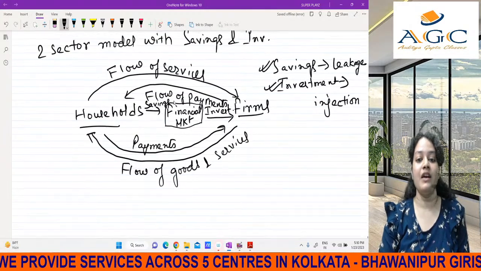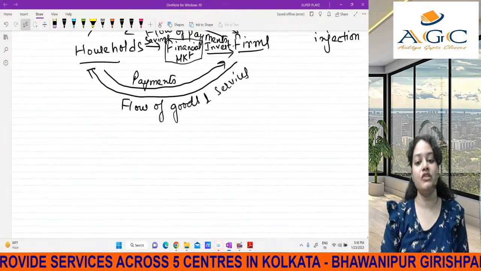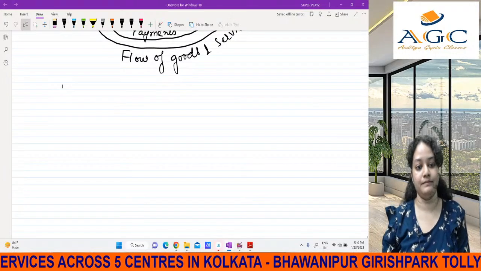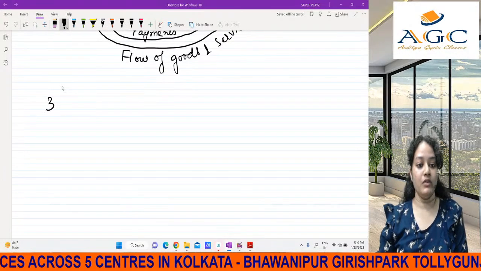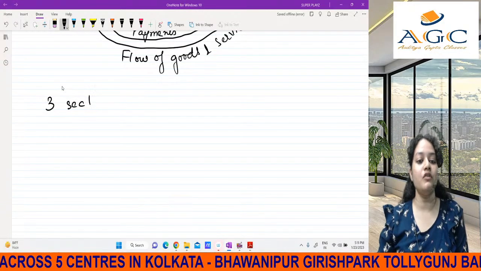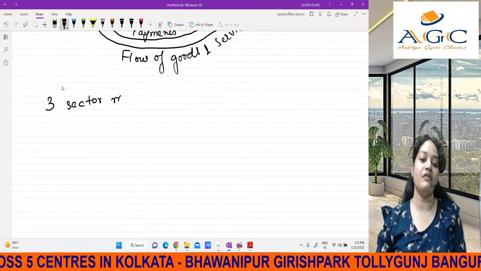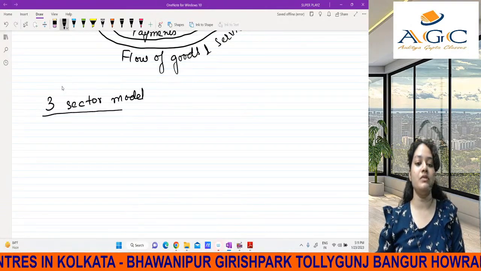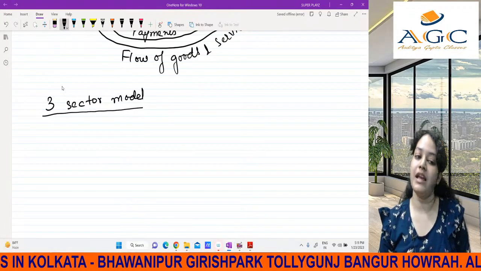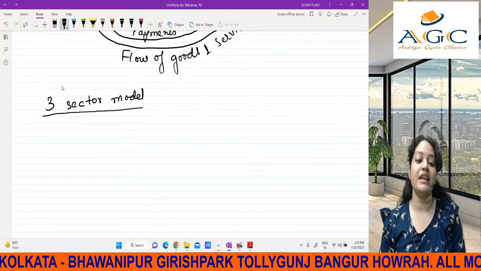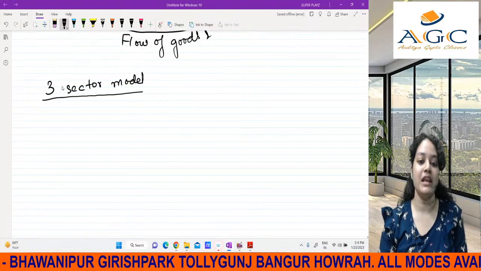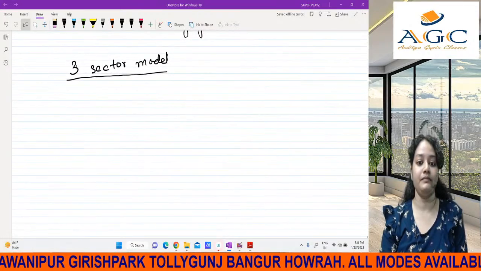Okay. Now, we will be moving on to our next topic, our next circular flow, that is our three-sector model. So, in the three-sector model, everything would be the same, but the government sector will come into the picture. Because for the two-sector model, what were the two sectors? Those were our households and our business firms. And in the three-sector model, the extra one that we are having is our government sector.